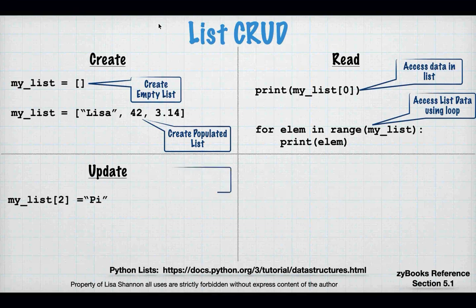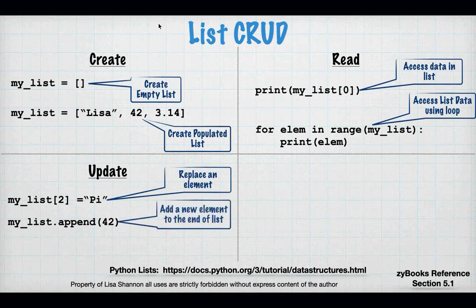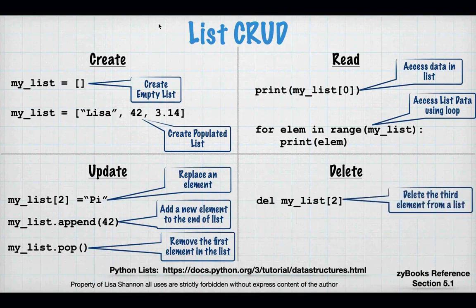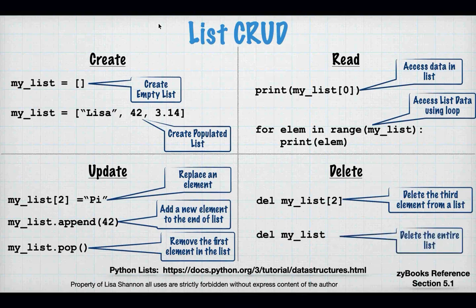Update. So I can change things. I can replace an element. I can add a new element to the end of the list. And I can, in this case, it's just one of the functions that you're given with lists, because you are given a lot, remove the first element from a list. Now, there are way too many. Okay, so we'll do delete, and then I'll mention the link. So delete, I can delete, in this case, the third element from a list, or I can delete the list entirely by just having the del keyword and my underscore list, or the variable name.